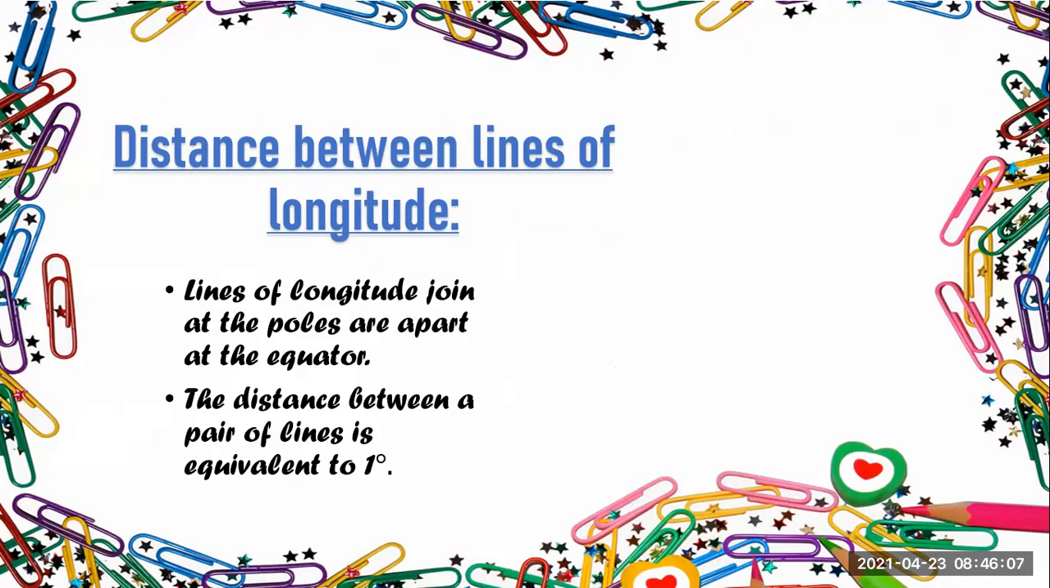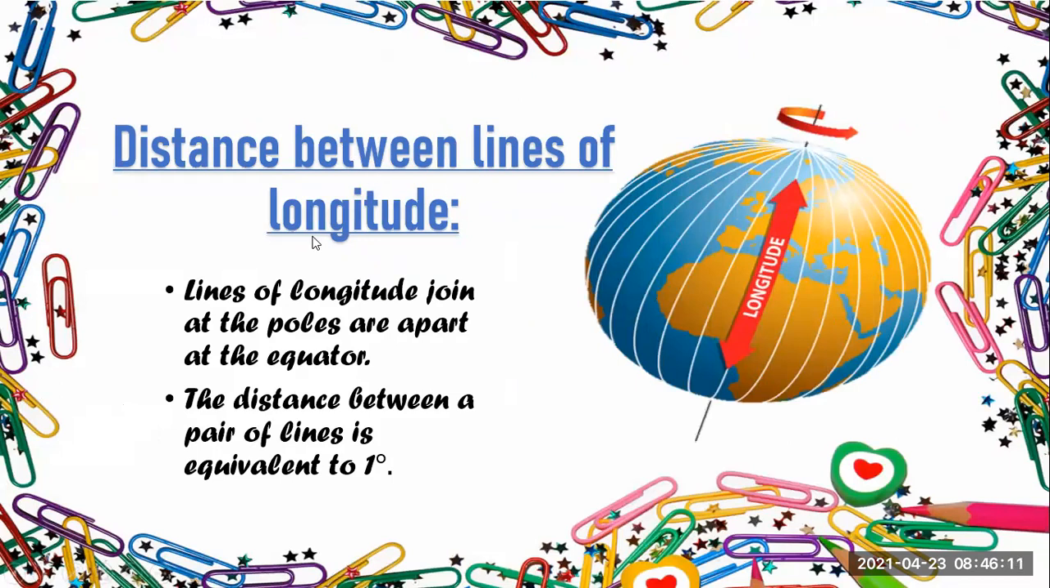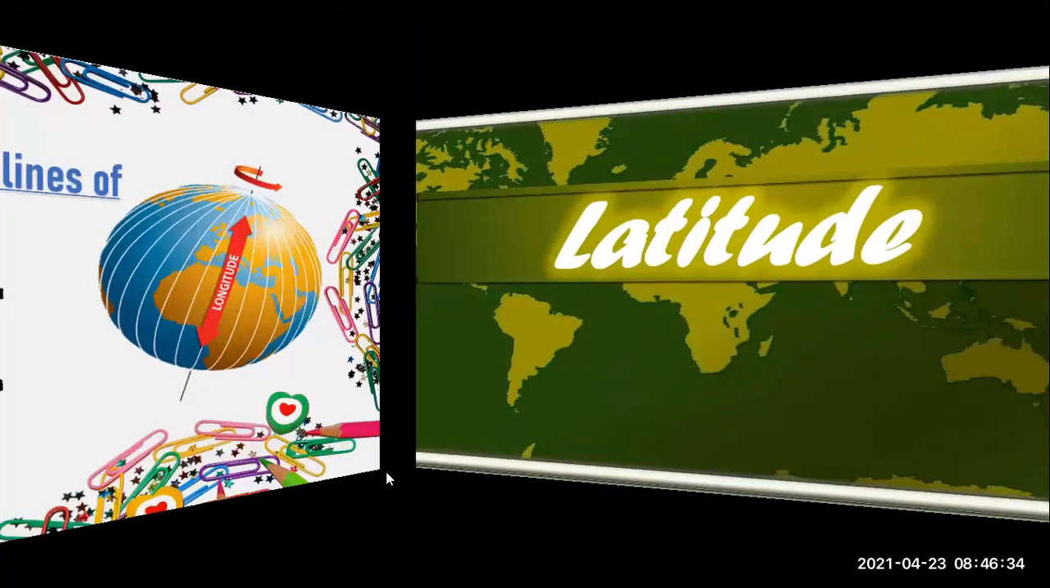So guys, the lines of longitude join at the poles. Here you can see that they are joining at the pole and apart at the equator. Poles are apart from the equator, that we'll learn in the latitude. The distance between a pair of lines is equivalent to 1 degree. This is important. It is equivalent to 1 degree.